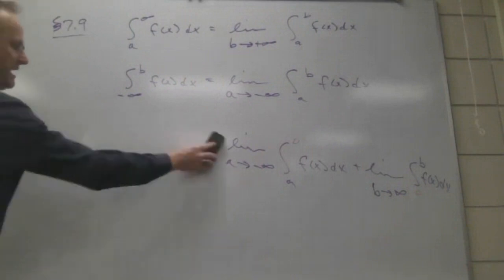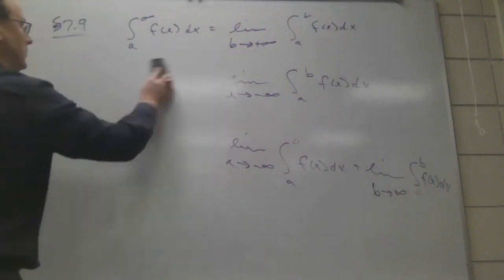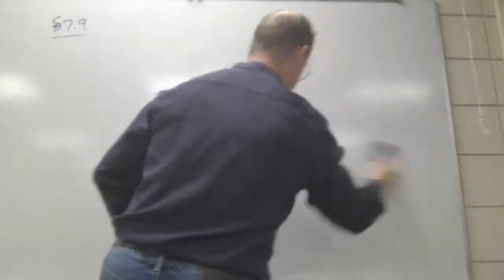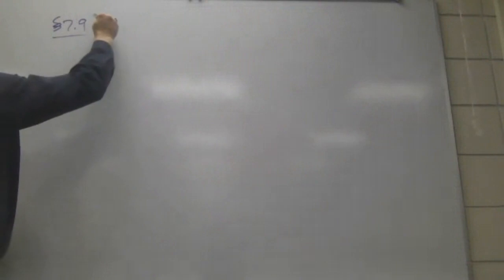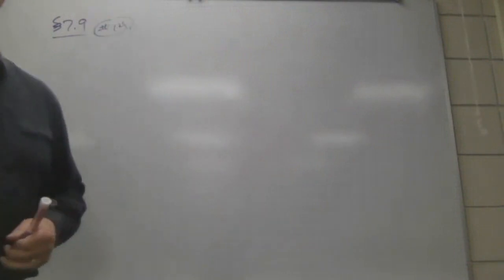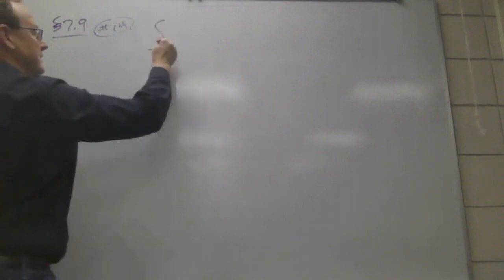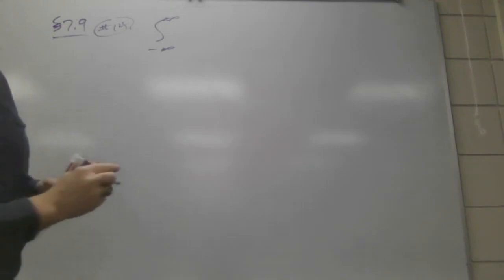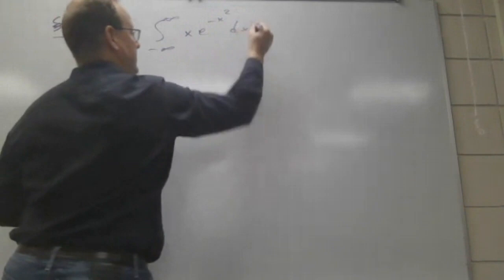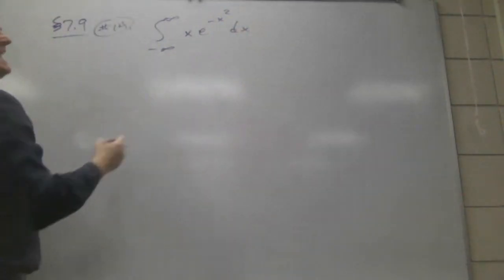So let's look at a couple examples on this, and we'll do number 14, which was not to be turned in, but it's a nice improper integral with an infinite limit there. So number 14 was the integral from minus infinity to infinity of x e to the minus x squared dx. Okay, so first we're going to have to use that last version.